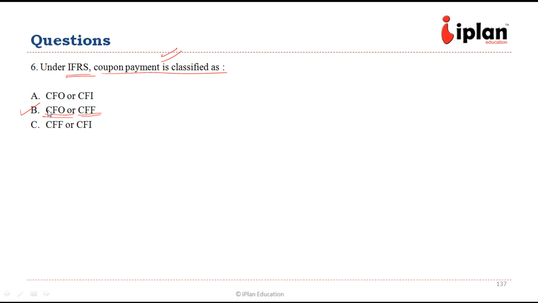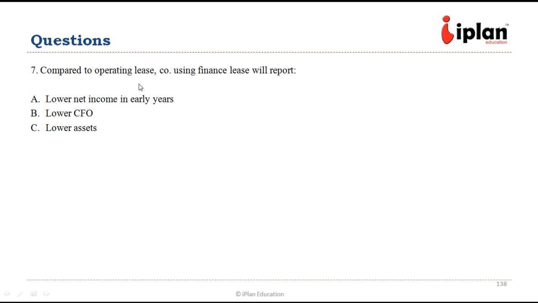Compared to the operating lease, the company which is using financing lease will report. So as we know, for financing lease, in the initial years the income is going to be lower as compared to operating lease. So A is the right answer. Now let us look at question number 8.